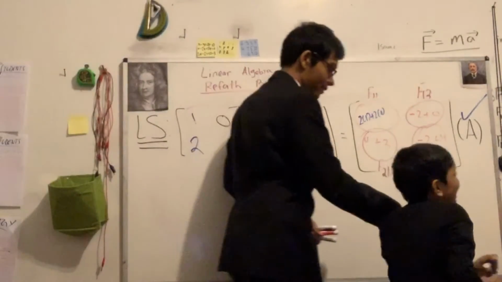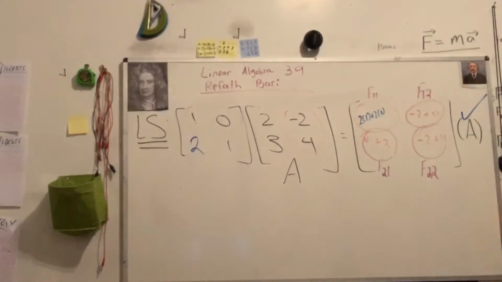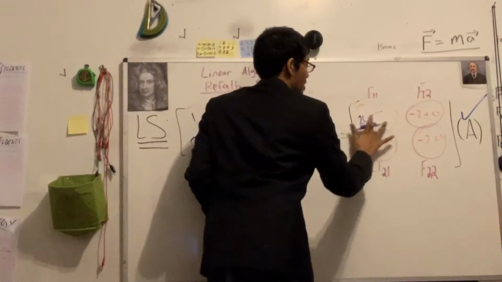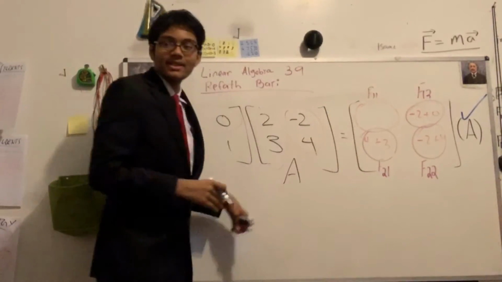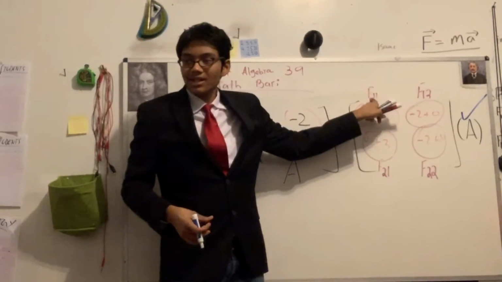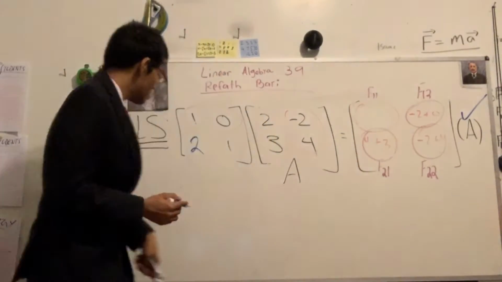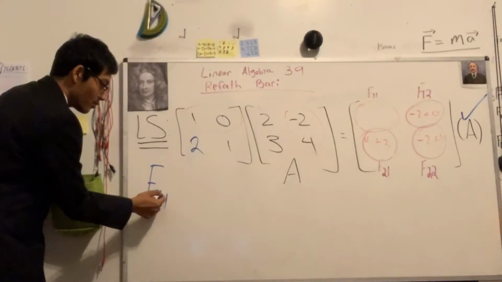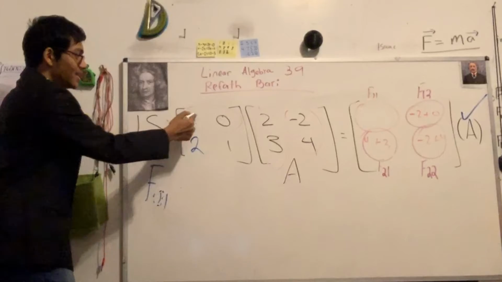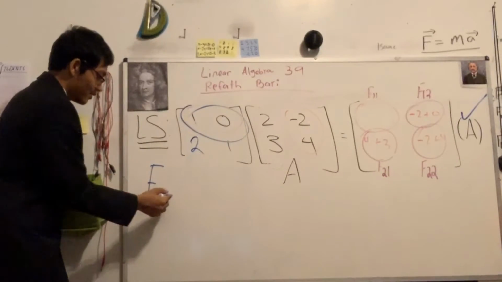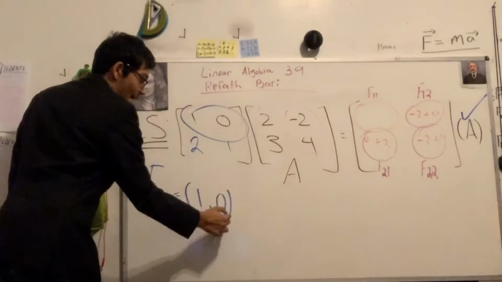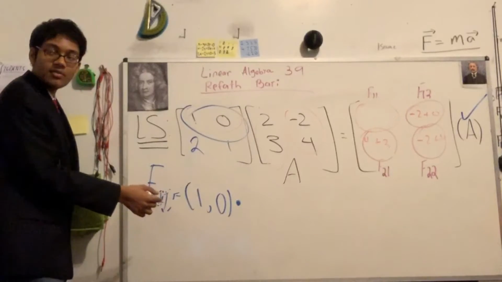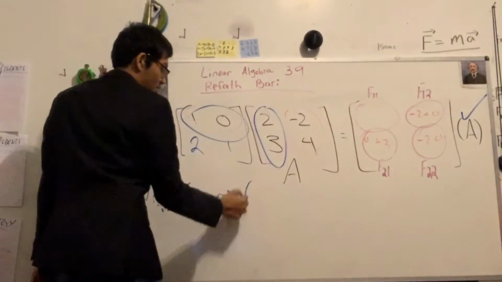Very good idea, but not quite. I need the markers. So this is not quite the right idea. The right idea is, what does it say here? F11, right? So when we see the number 11, that gives us a signal: take the first row of the first matrix. What is the first row of the first matrix? 1, 0. And take the dot product of that row with the first column of the second matrix. What is that? 2, 3.